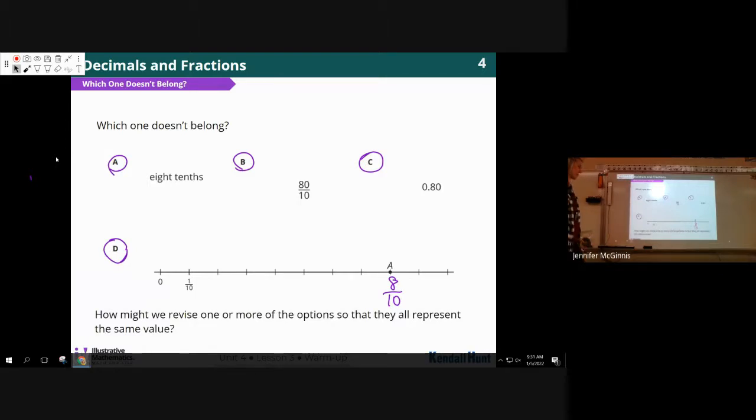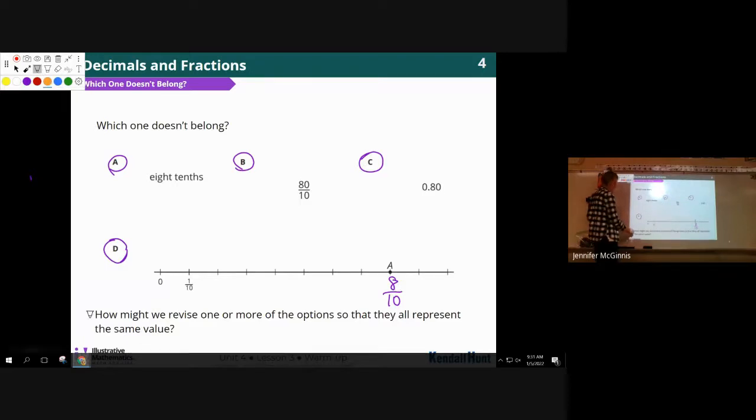How might we revise? Ooh. What? How might we revise one or more of these options so that they all represent the same value? Which one needs to change in order to represent the same value, and how are we going to change it, Riley Kid?